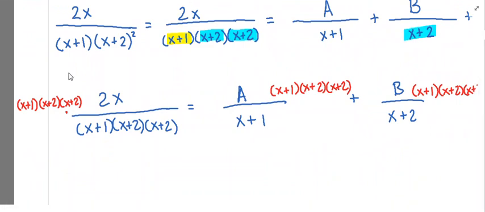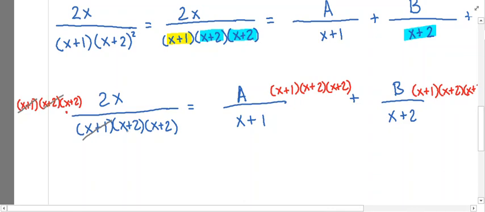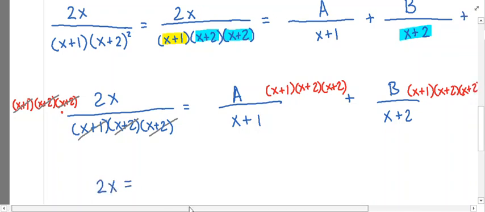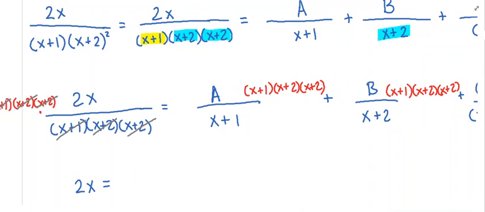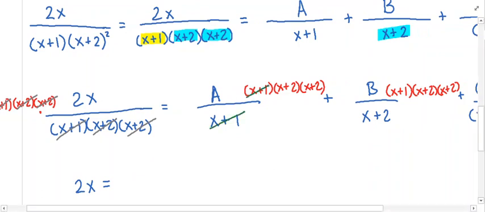On the left side, x plus 1 cancels with x plus 1. X plus 2 cancels with x plus 2. X plus 2 cancels with x plus 2. We are simply left with 2x. That's got to equal, on the other side of the equation, we've got an x plus 1 in the bottom. It's going to cancel with this one. So I am left with a times the entire quantity x plus 2 times x plus 2.